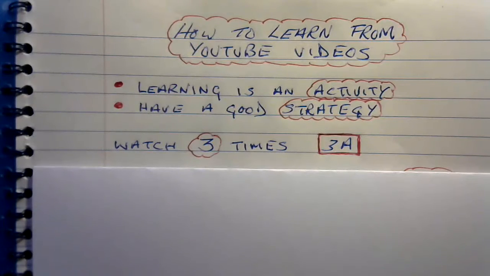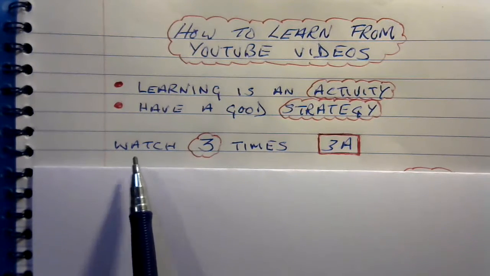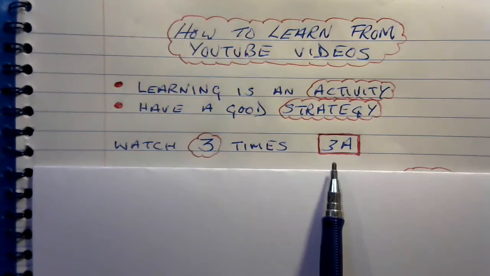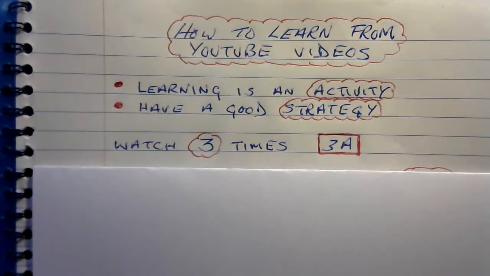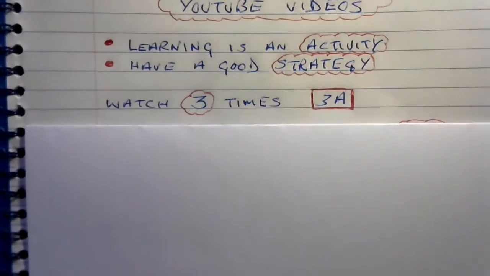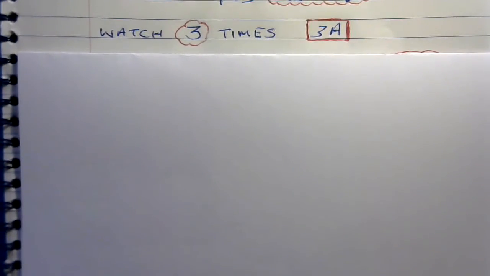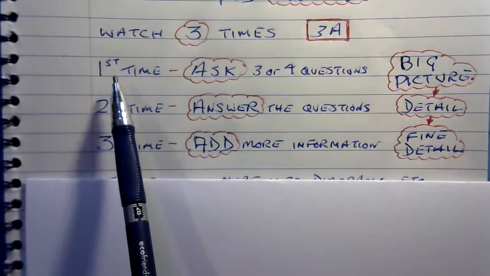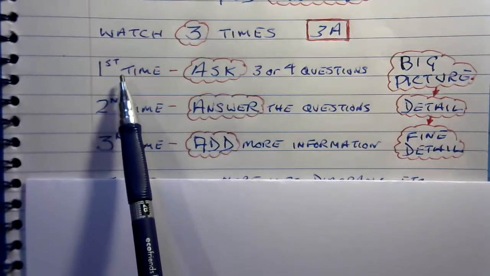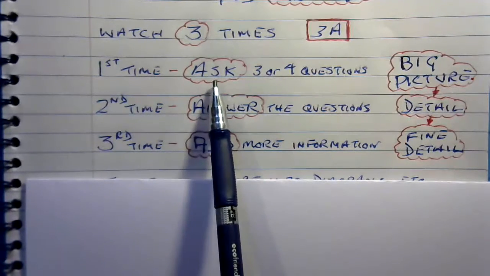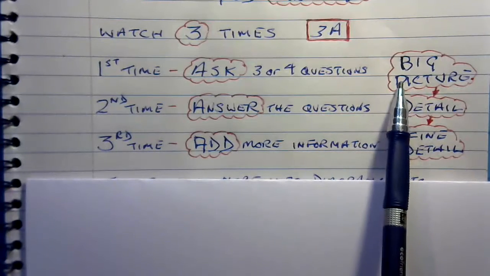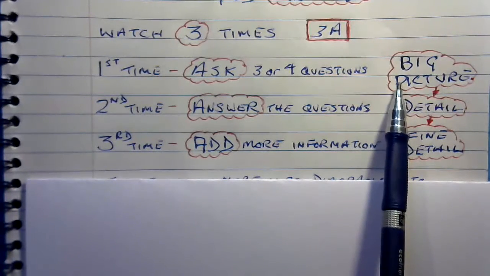It's about a strategy that involves watching the video 3 times. And I call it the 3A strategy. So let's have a look at that. You're going to watch the video 3 times. The first time you're going to watch and look out and ask 3 or 4 questions that are going to give you the big picture.